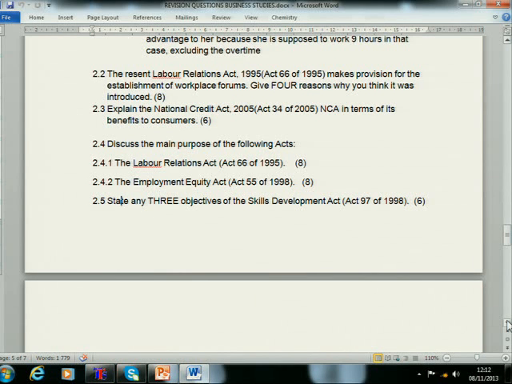The other one, 2.4, the main purpose again of Labor Relations Act, Employment Equity Act, like I indicated, you need to know the purpose of each one of them. The objectives, when they say state 3 objectives, you would still be required to give the aim or the purpose of this Skills Development Act.